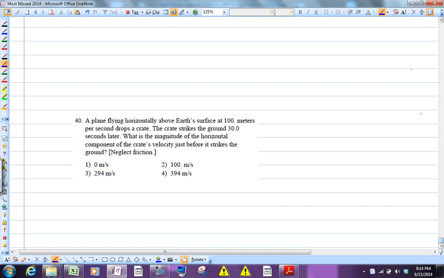And finally, question 40, the answer is 2. And this is a good time to just talk about projectiles. In this case, you have an airplane, but it doesn't matter. As an object falls, horizontally, it travels at a constant speed. Vertically, it's accelerating. In fact, vertically, it has an acceleration of minus 9.8.